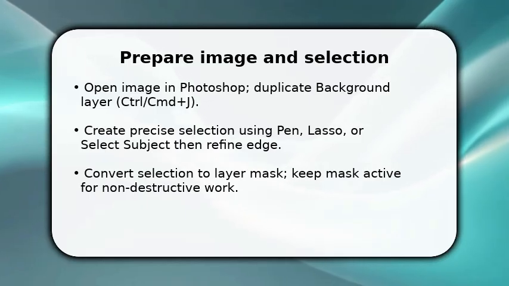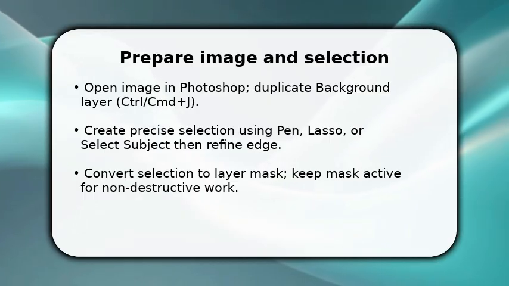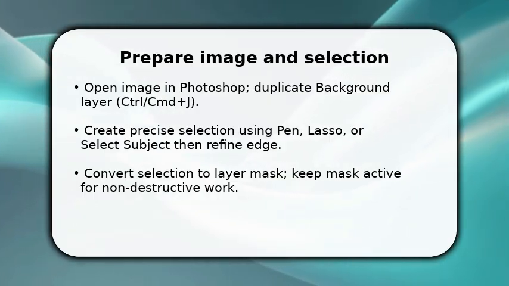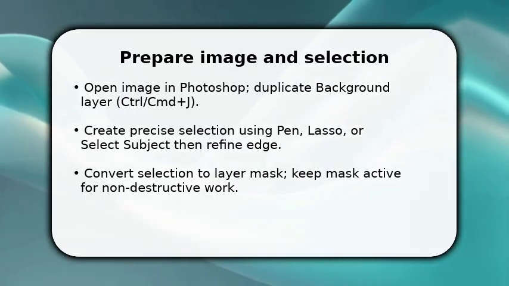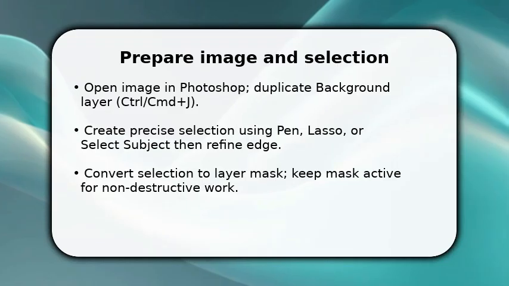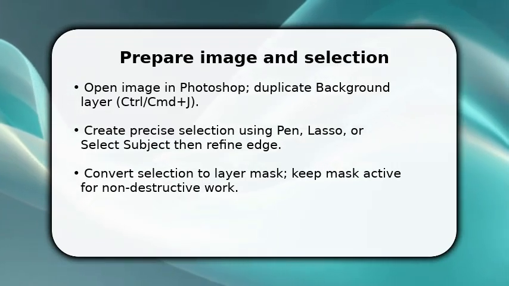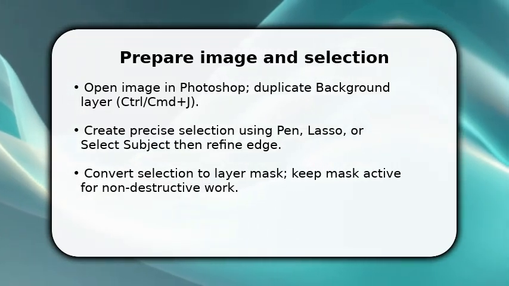You start by opening the image and immediately duplicating the background layer so you can work non-destructively. Once done, make a precise selection around the subject using the pen tool or select subject and refine the edge with smooth and feather until contours look accurate.